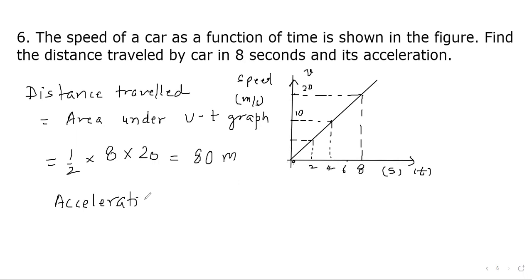Now acceleration. Acceleration means the slope of the VT graph. So here we take this value and this value. So 20 minus 10 and corresponding time 8 minus 4. That is 10 divided by 4, which is 2.5 meter per second square.